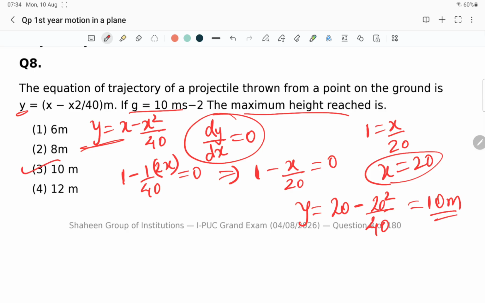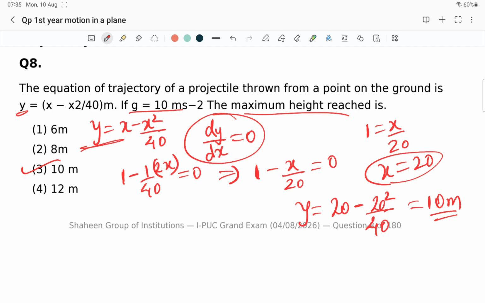Here we did not use any of the standard formulas that we learnt in class, but we have learnt a new thing now. When the equation of trajectory is given and he is asking for maximum height, we will be finding dy by dx and equating it to 0. Okay, so I hope this is clear.